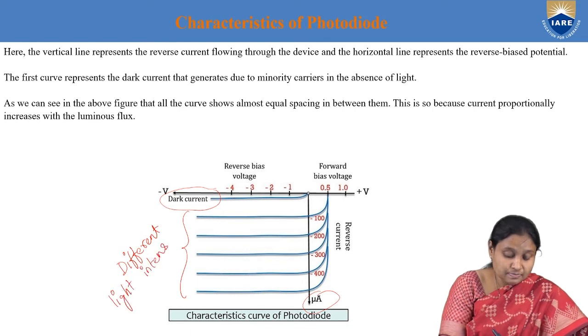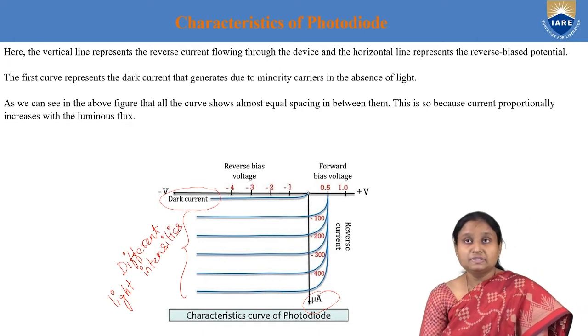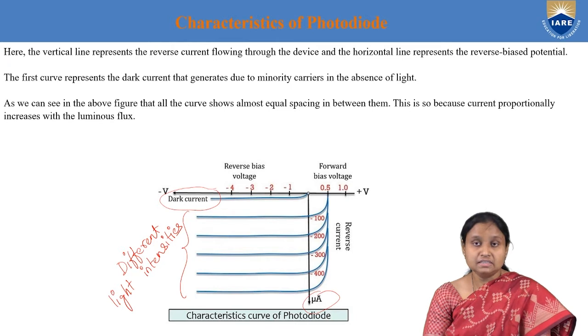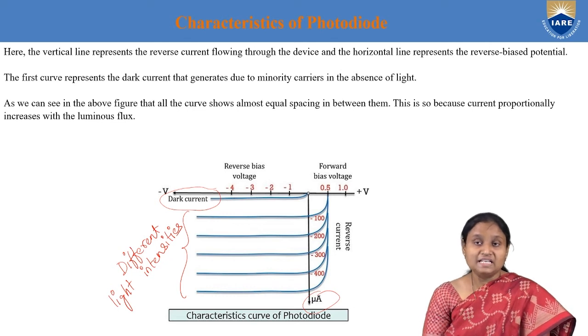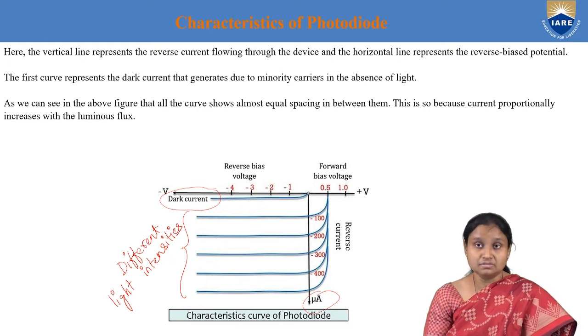So here we have exposed them to different light intensities. When you expose them to different light intensities, if you take this first case, it is of less intensity. As the light intensity keeps on increasing, what is happening to the current? As you can see here, this reverse current is increasing. This reverse current kept on increasing.